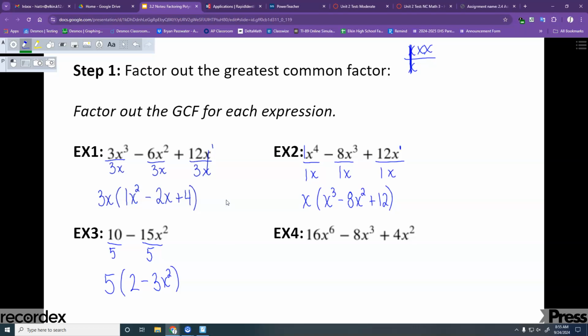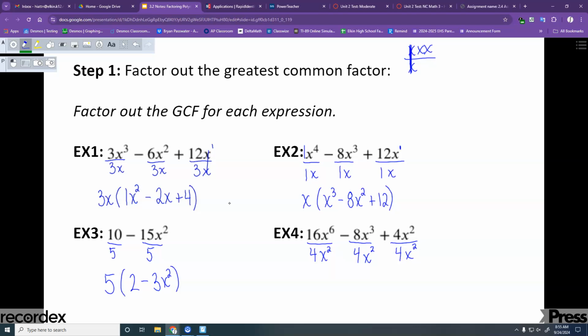There. Okay, Josiah, what can we divide by on example 4? Okay, 4 for sure. What about x's? Can we take any x's out? How many? 2. Good. You're going to take the lowest number of x's. So that would be that last term only has 2 x's.